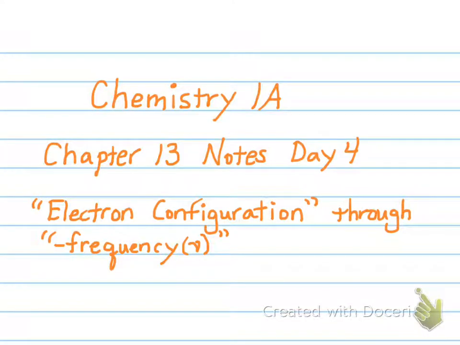Hello, chemistry students. Here are your Chapter 13 notes for Day 4. We will be starting at electron configuration on your outline and going through frequency.